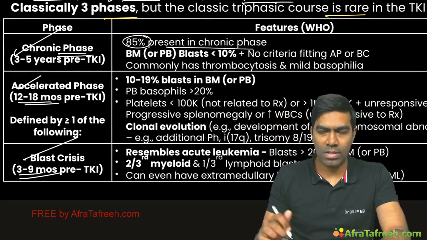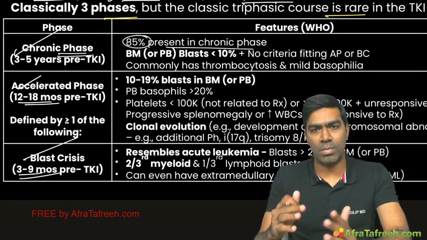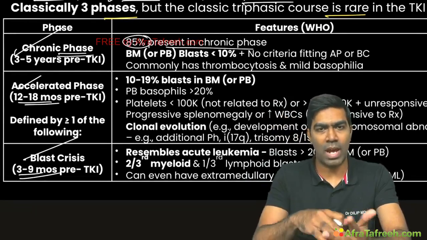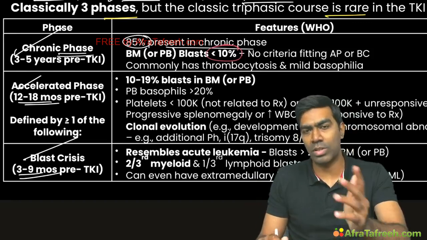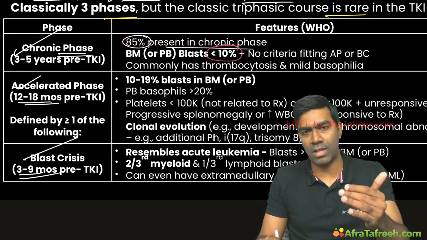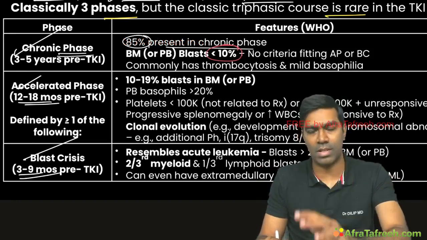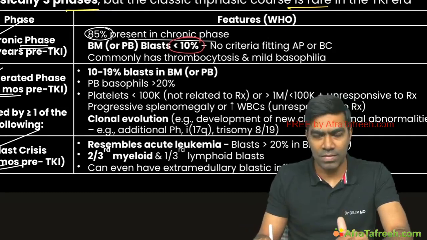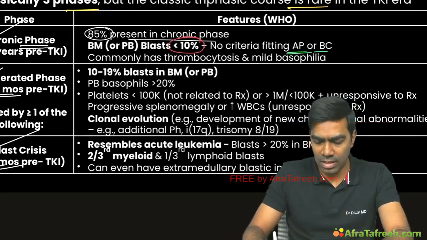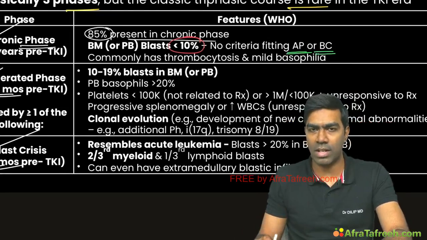And by definition, the proportion of blasts in the bone marrow and/or in the peripheral blood should be less than 10%. That's a very important number. If it's more than 10%, it becomes accelerated phase. If it's more than 20%, it becomes a blast crisis. And you should not have any feature that fits the accelerated phase diagnosis or blast crisis diagnosis.